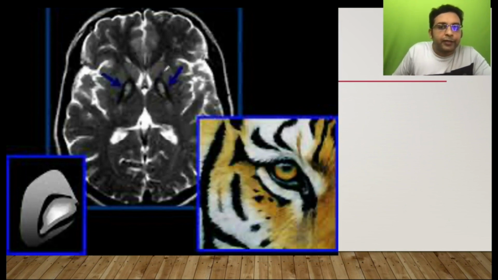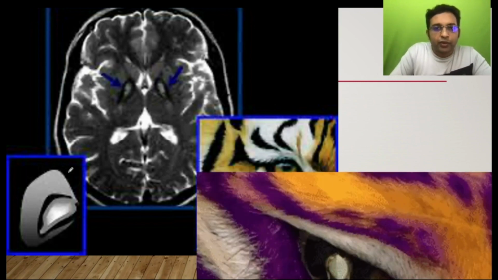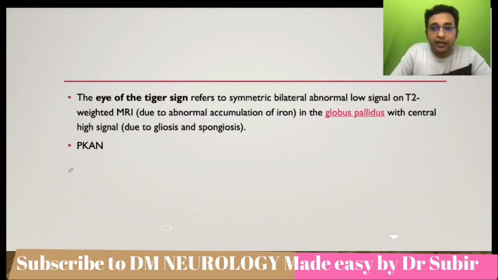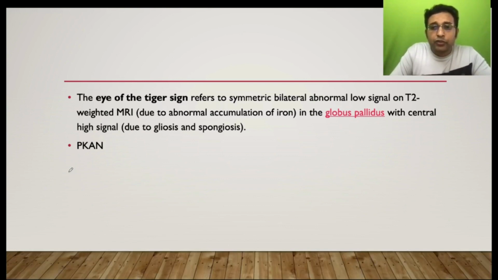So here in the globus pallidus region, because of the iron deposition, there will be darkening, and it is just resembling that of an eye of a tiger. That is why you have the eye of tiger appearance. So why does this occur? Because the eye of tiger sign refers to symmetrical bilateral abnormal low signal intensities in the T2. That is because of the iron deposition.